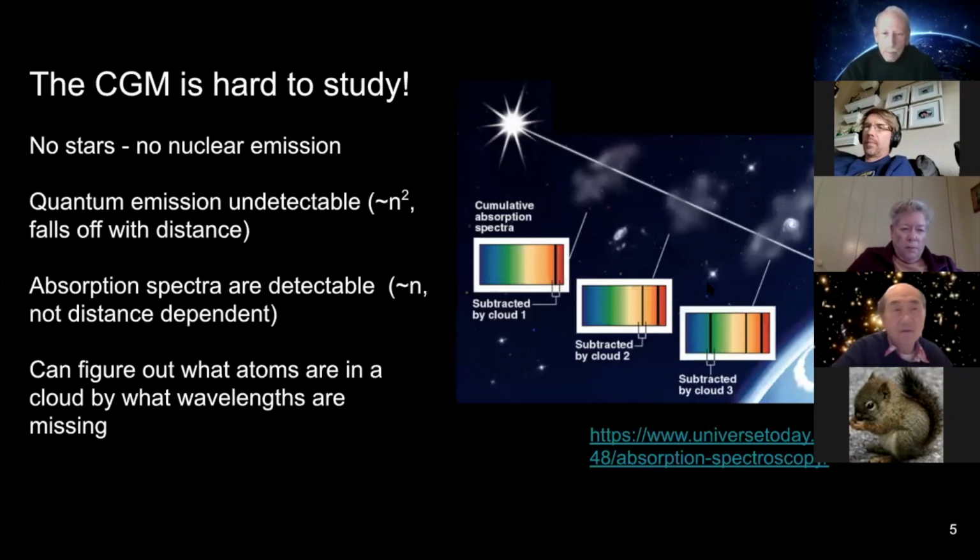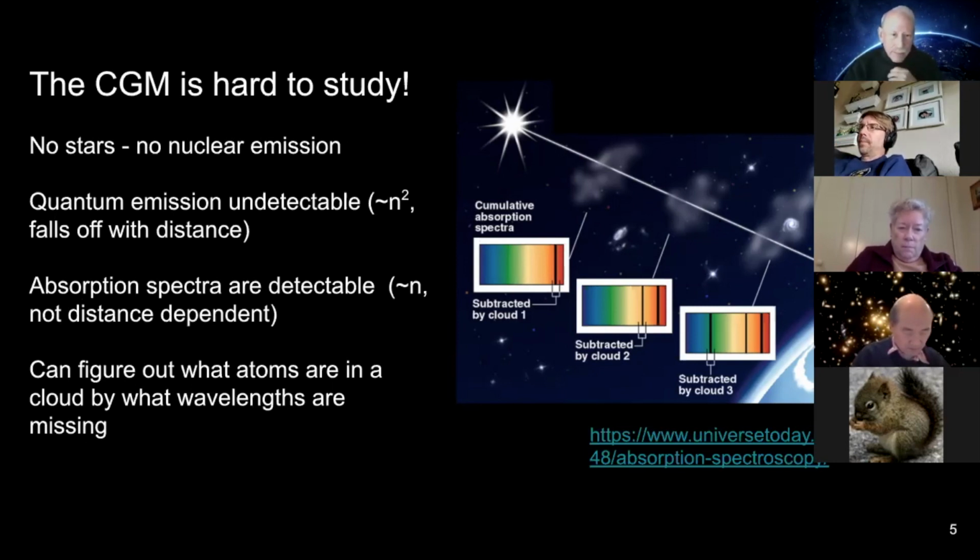So to talk about how we study the CGM, it's difficult to study. Basically because unlike a galaxy, it doesn't form stars. So normally galaxies shine light directly at our face, which is very nice. When we don't have that, then we have to try and figure out what's going on with more subtle methods. So it's possible in some cases to detect quantum emission. So different atoms emit light at different frequencies depending on their atomic structure. But this depends on density squared, and if you're in a low density region such as a CGM, then this is going to be very hard to detect.